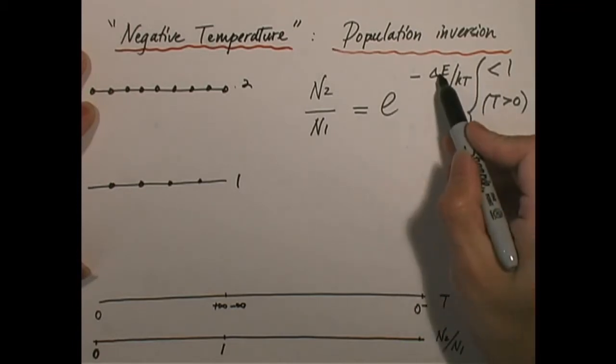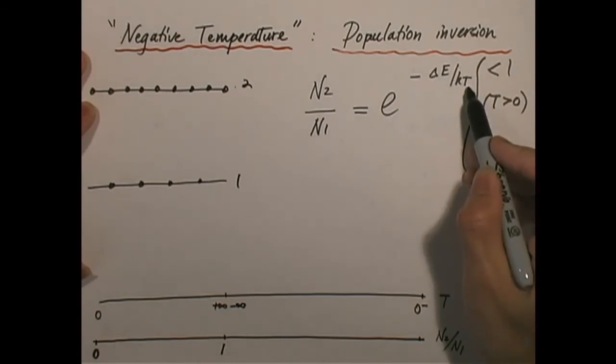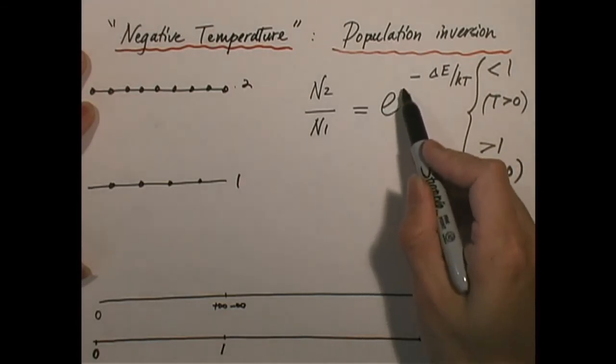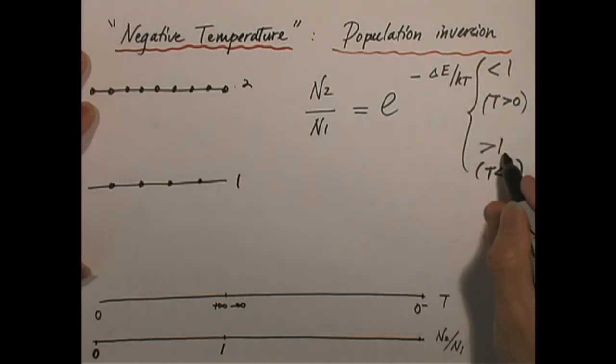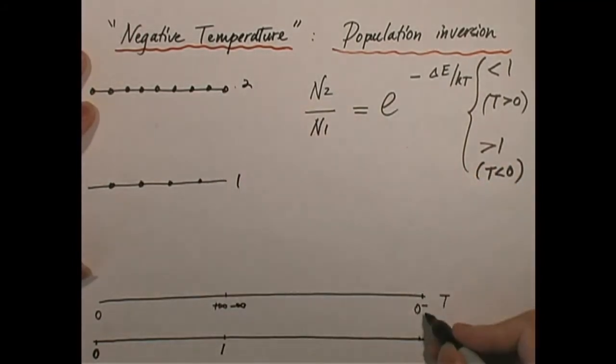Then you look at delta E over kT. Delta E over kT is a very large negative value. You couple with this negative sign, you have e to the very, very large positive power, which means it's far greater than 1, which means nearly 100% of the particles will be upstairs, nothing will be downstairs, and that happens when t equals a negative, but very, very small value. And this ratio goes to infinity.